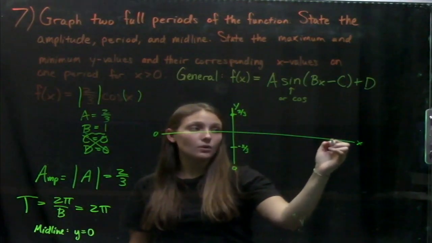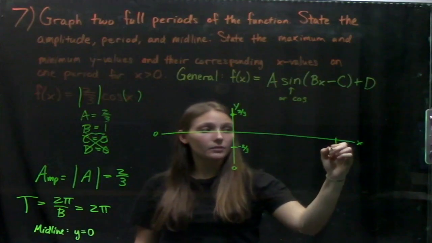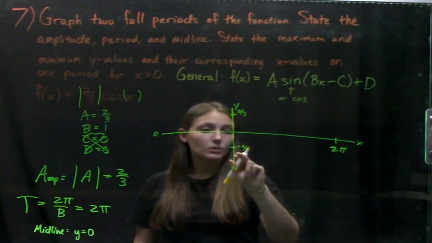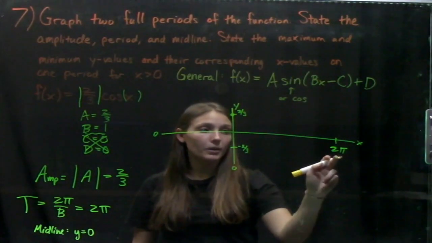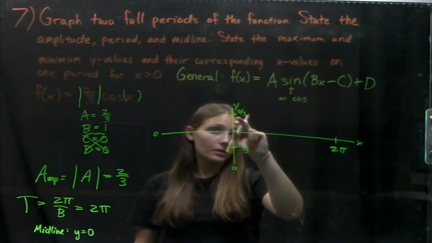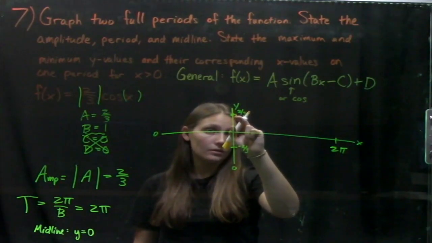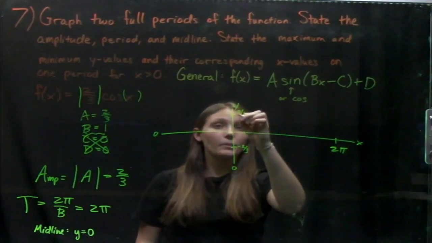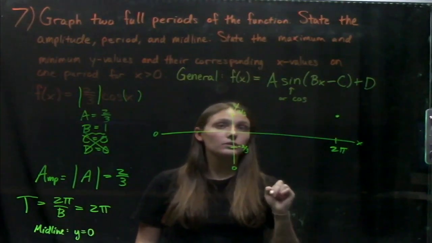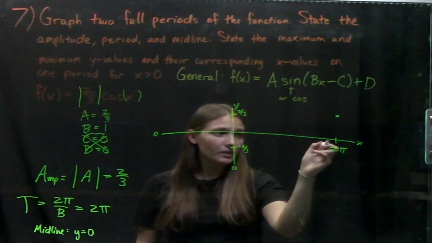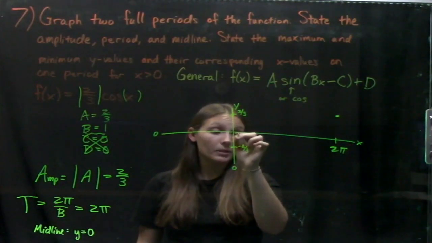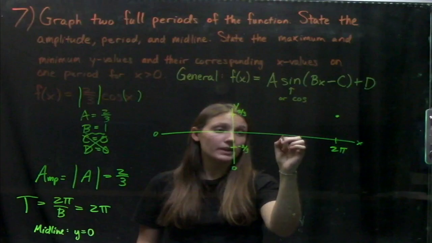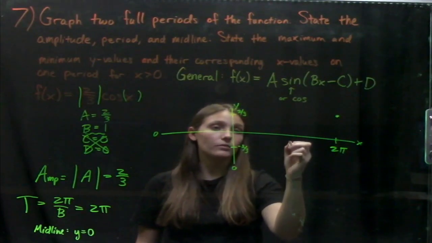And we're going to draw out to our period, which is 2 pi. And between here is going to be 1 full period. So we know that it's going to end where it starts. So at 2 pi, we're going to be back up at 2/3. And then we need to find our midpoint where we're going to have the bottom of our cosine function.